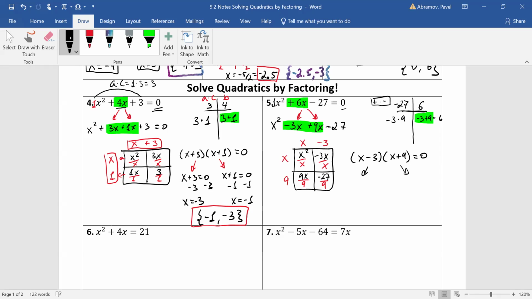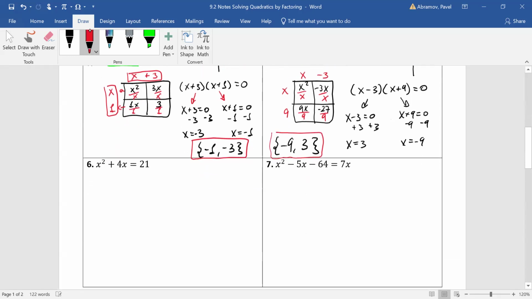Now from here, we set each factor equal to 0. x minus 3 equals 0, x plus 9 equals 0, and then we add 3, so we get x equals 3. We subtract 9, so we get x equals negative 9, or in set notation, once again, negative 9 comma 3. Once again, it doesn't matter in which order you write your answer. All right, let's continue on.